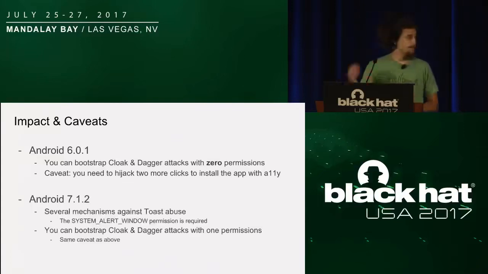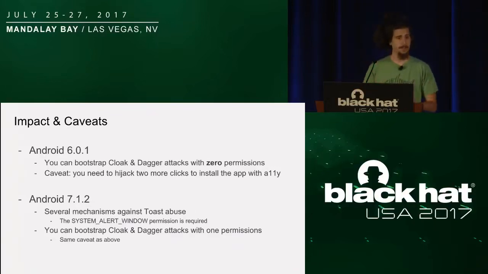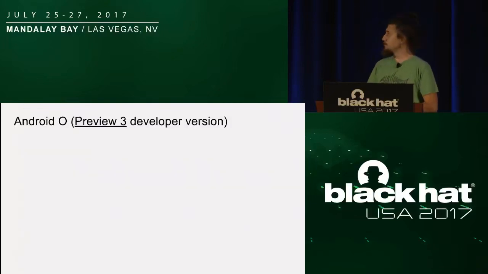This actually was fixed in Android 7. Toast had been abused in the past in different ways. Google was aware of this, and so you cannot pull this trick off because there are a number of protection mechanisms against toast abuse. And so in this case, for the latest version, you can bootstrap these attacks with 1 permission. Now we also looked at Android O.